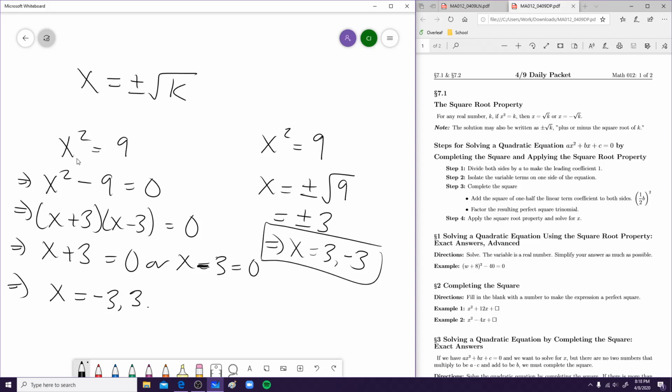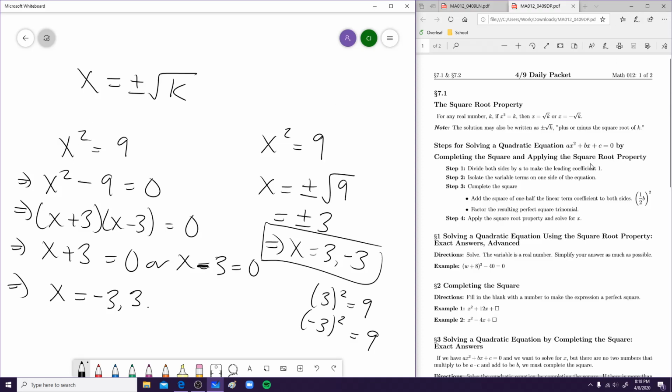Right? Just the biggest thing I want to point out with this property is that when you get x squared is equal to k, you have to put plus or minus. Why? Because 3 squared is equal to 9, and negative 3 squared is equal to 9. So these numbers are what x can be to get 9.